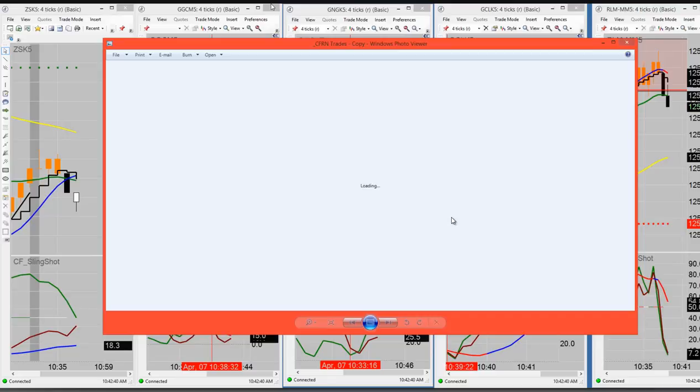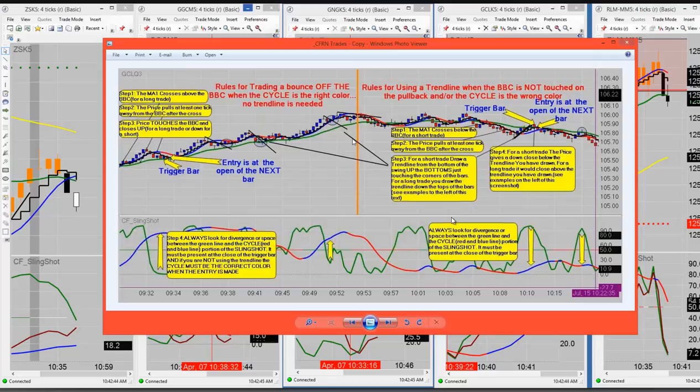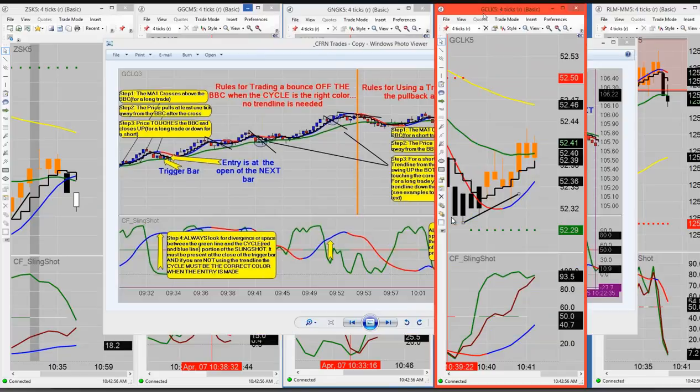These are the rules that I trade by in the live trading. Now, crude oil is probably where we had the most obvious examples.